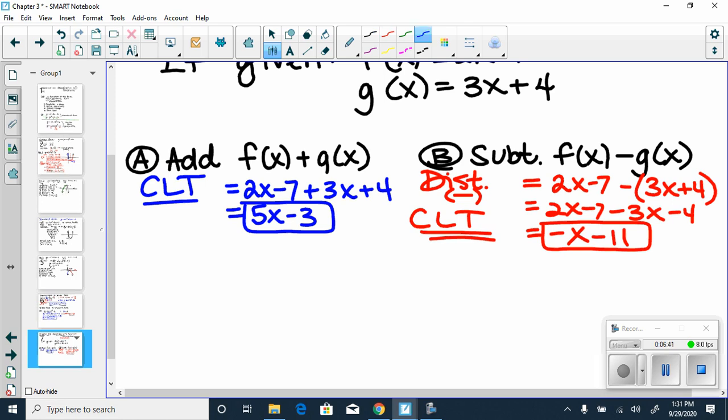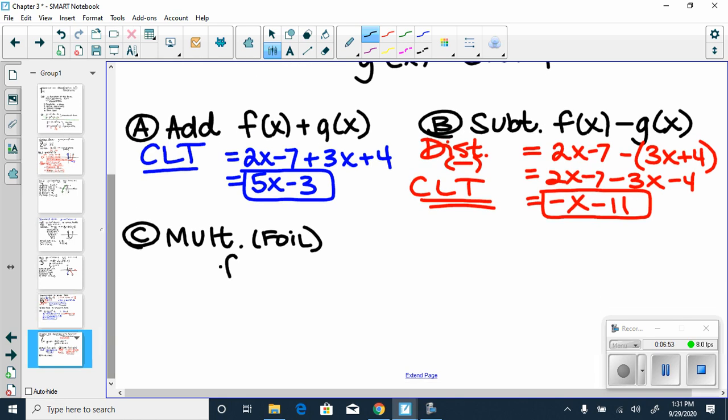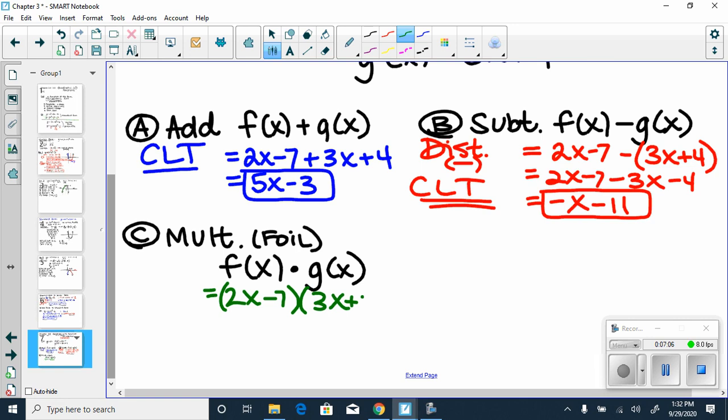All right. The other thing you can do with these is multiply them. And when you multiply two functions, guys, it truly is just FOIL. Okay, so again, what does that look like? You'll typically see f of x times g of x. So as far as that, you have 2x minus 7 times 3x plus 4. And that ends up being FOIL.